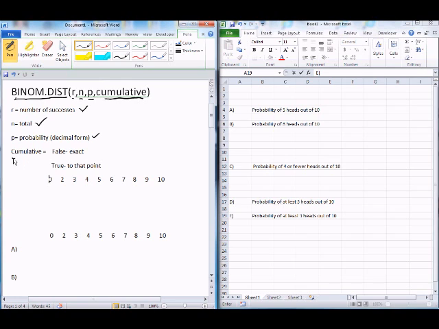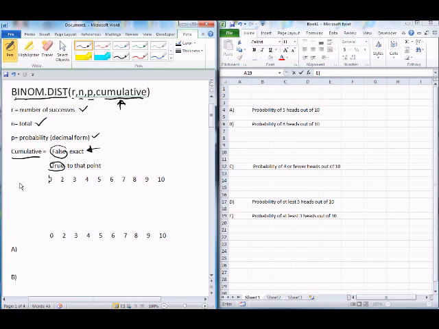And then cumulative. Now this one has two possible words that you can put in there. One is false, when you're looking for an exact probability of one number. So when you're looking for an exact probability, then you're going to type in the word false into the cumulative spot. If you want the probability of up to a certain point, then you're going to type in the word true. And I'll show you two examples here really quick.